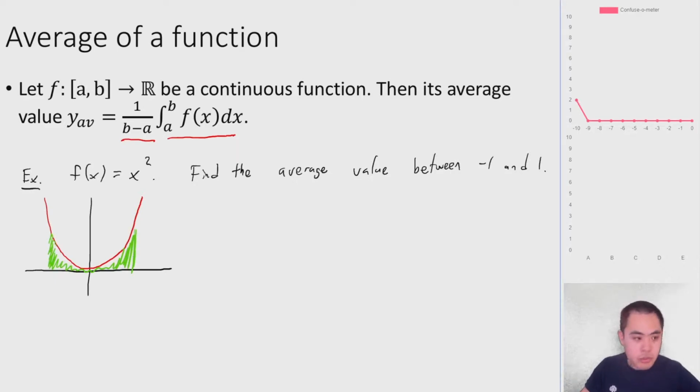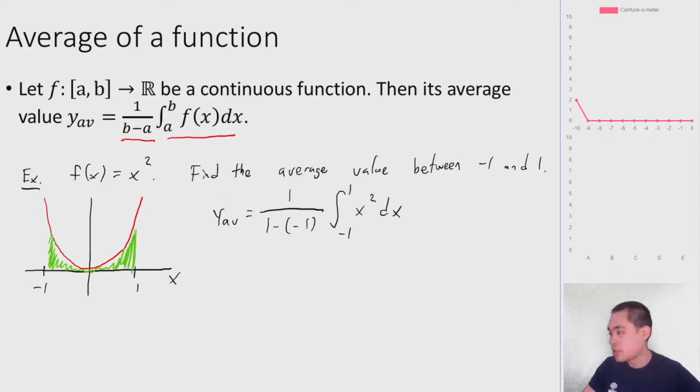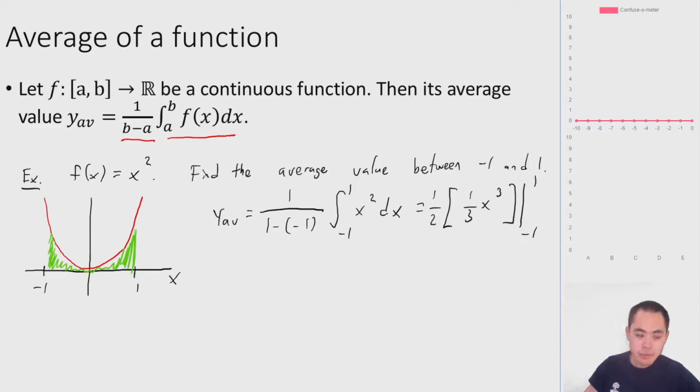Right, so what we can do is we can get y average is equal to 1 over 1 minus -1, because this here is 1 and this here is -1, times the integral from -1 to 1 of x squared dx. Here, this is an x-axis, and so that's why we're integrating over dx. And this is equal to 1/2 times 1/3 x cubed from -1 to 1. And so this is equal to 1/6 times 1 cubed minus -1 cubed, which is equal to 1/3.